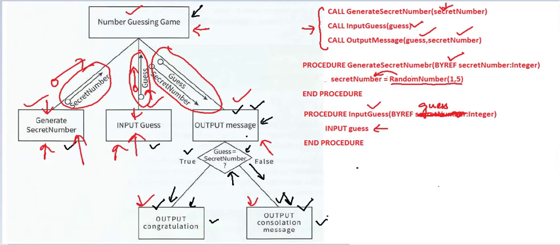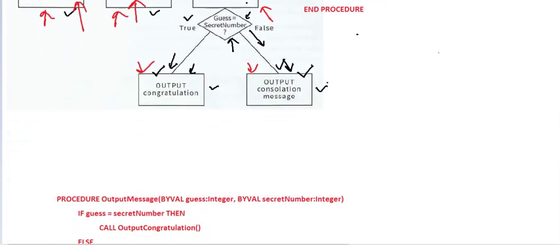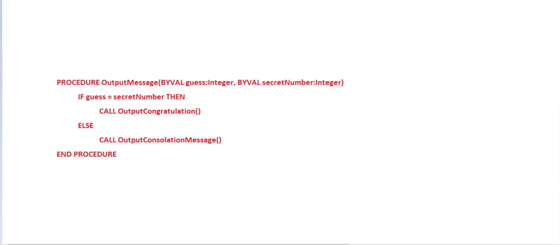And next we have to define this procedure output message, and I have defined it here. Now the procedure output message is taking two parameters by value, the guess and the secret number. And then it is calling either this procedure or this procedure, depending on whether guess equals secret number or guess does not equal secret number. So based on this condition, we are either going to call this procedure or that procedure. It was fairly simple and straightforward, and we can see it from the diagram also.